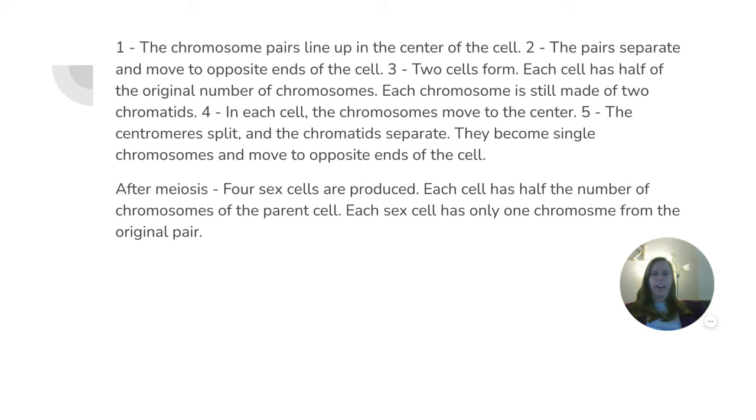And then after meiosis, 4 sex cells are produced. Each cell has half the number of chromosomes of the parent cell. Each sex cell has only 1 chromosome from the original pair.